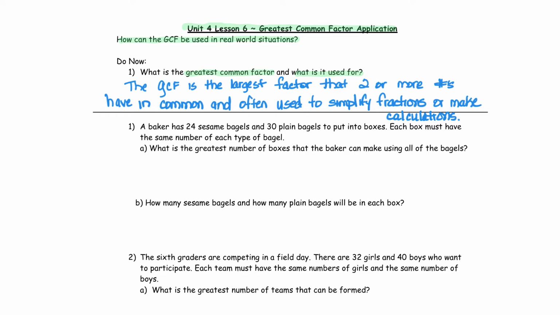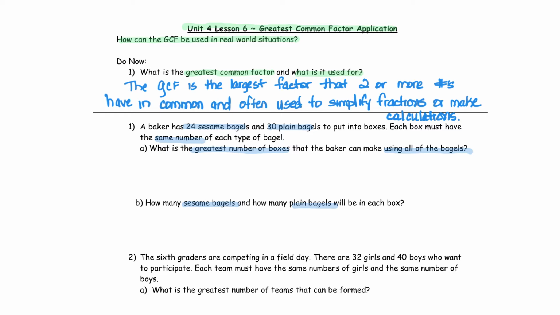Let's take a look at number 1. A baker has 24 sesame bagels and 30 plain bagels to put into boxes. Each box must have the same number of each type of bagel. A. What is the greatest number of boxes that the baker can make using all of the bagels? And letter B says how many sesame bagels and how many plain bagels will be in each box.